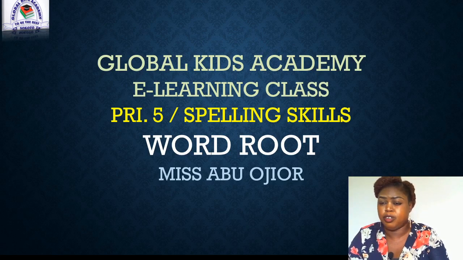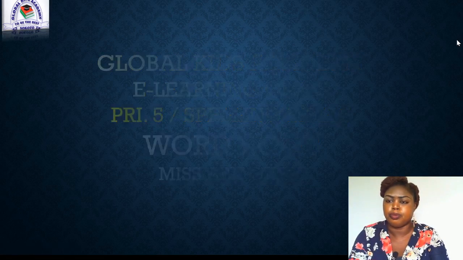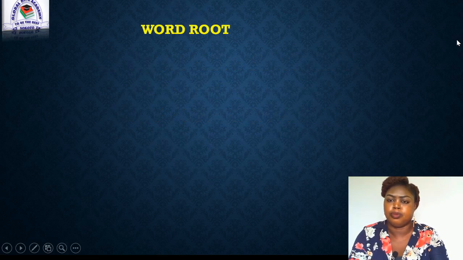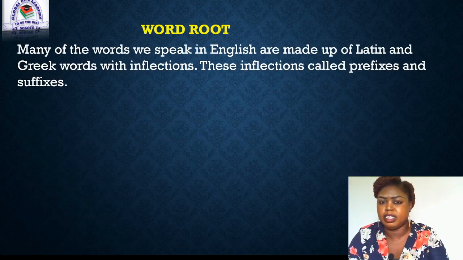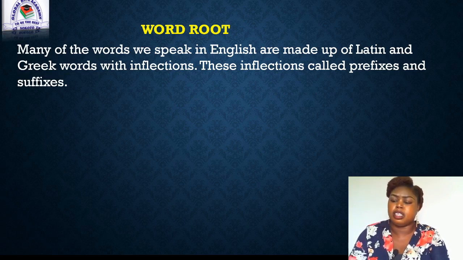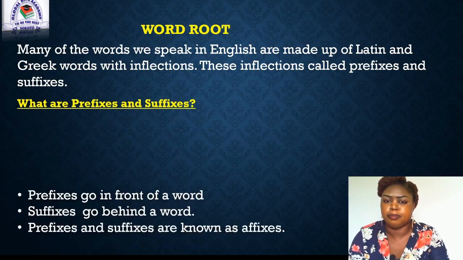Today's topic is a very interesting one, which is root words. Now, many of these words we speak in English are made up of Latin and Greek words with inflections. Some of you will be wondering how and when did you speak in Latin or Greek words? As we go further, you will understand better. These inflections are called prefixes and suffixes. What are prefixes and suffixes?